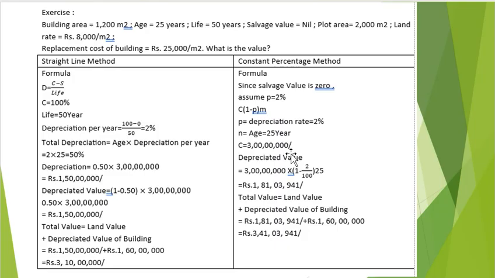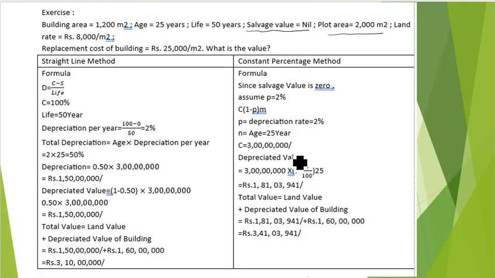Another example: building area is 1200 square meter, age is 25 years, life is 50 years, salvage value is nil. See here, salvage value is nil. What does this mean? It means you cannot use the same formula for constant percentage method which we have used in the first example. There, if salvage value is 0, the total value will become 0. So here we have to use some other formula.